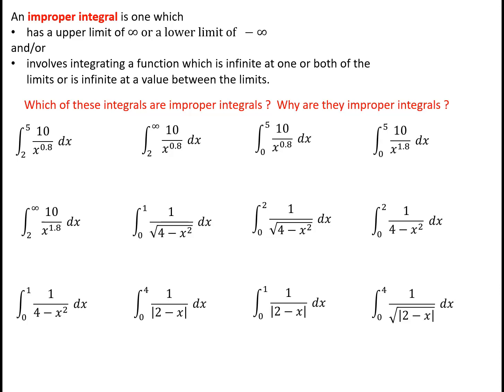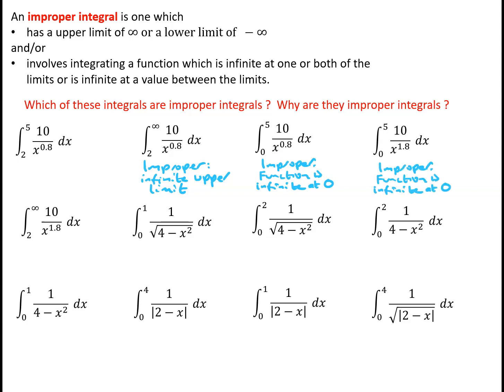The second one certainly is an improper integral because the upper limit is infinity. The third one is an improper integral because 10 divided by x to the 0.8 takes an infinite value if we try and put x equals 0. Similarly, 10 over x to the 1.8 will be infinite when x equals 0. The integral between 2 and infinity of 10 over x to the 1.8 again is certainly an improper integral because we've got infinity as the upper limit.